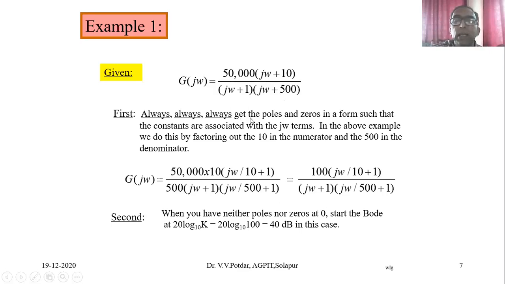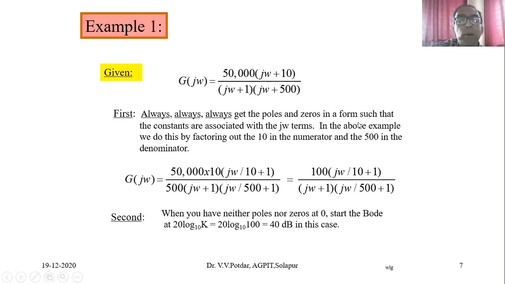What is the first step? Always get the poles and zeros in a form such that the constants are associated with j omega terms. So it is called the 1 plus tau s form, right? So here j omega plus 10, I want to convert it into 1 plus tau s form. Dividing it by 10 makes it 1 plus j omega by 10. It is 1 plus tau s form. This is already in 1 plus tau s form. This is not in 1 plus tau s form. So dividing by 500 makes it 1 plus j omega by 500. So it is 1 plus tau s form.